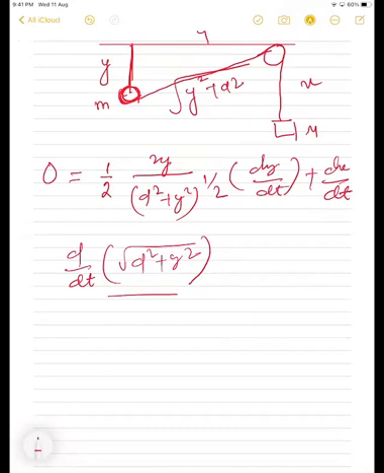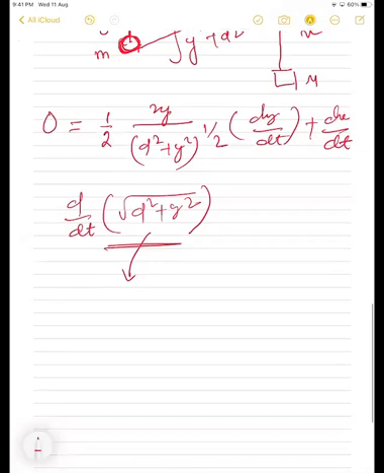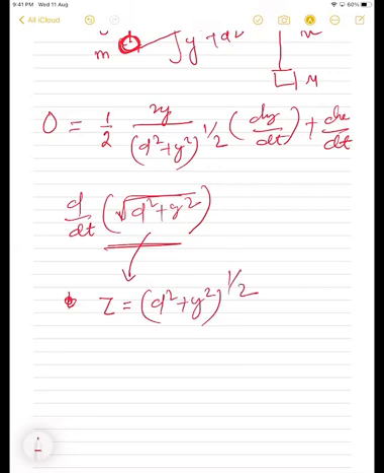Let us consider the d square plus y square part. Let us take some variable z. Let z be equal to (d square plus y square) to the power half. Getting or not, students? So what we do is we always find dz by dt; we find dz by dy, then we find dy by dt, right or not?